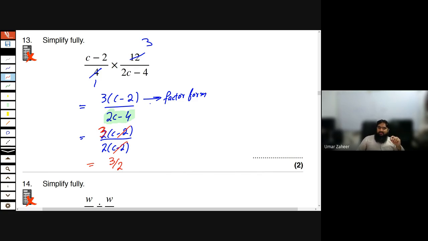All right. You have to simplify your numerator and denominator in a fraction. Your numerator and denominator must be in factor form. Then you can cancel out the terms. Okay. If your numerator and denominator are not in factor form, obviously you cannot write your fraction in the simplest form.